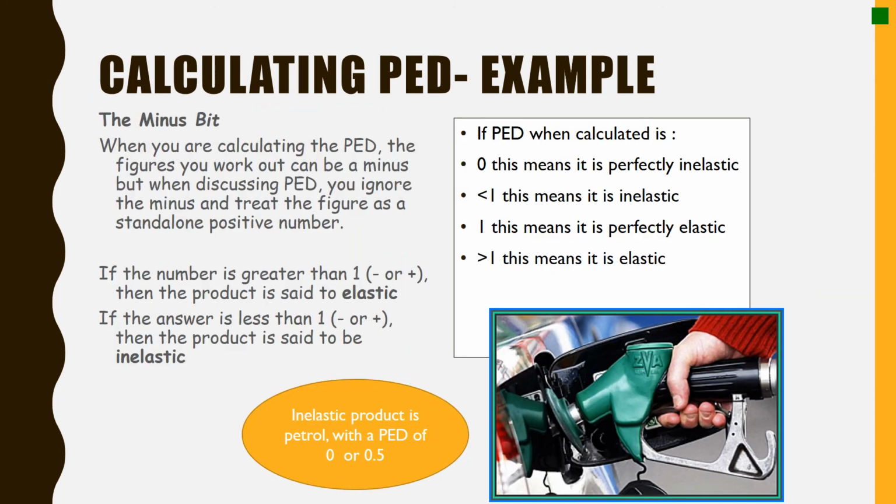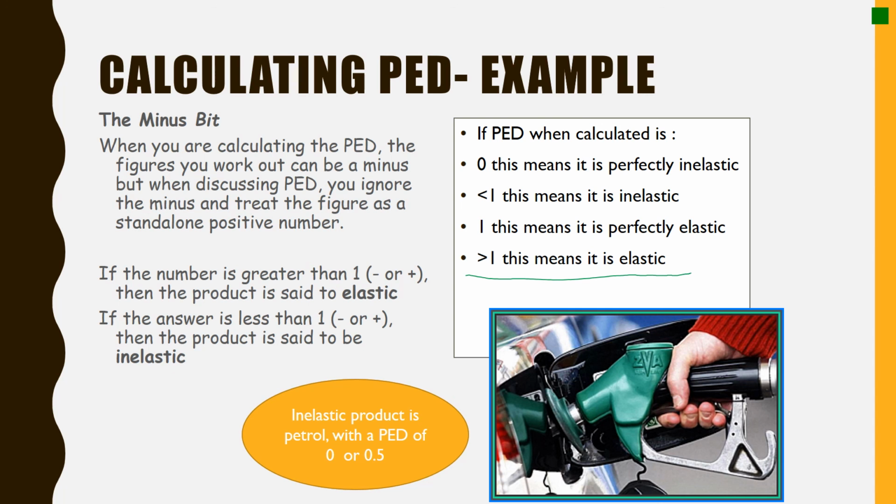Okay, so from the previous slide, how did we determine that minus 1.5 was elastic? Well, when we calculate the price elasticity of demand, the different figures tell us the elasticity. So for example, if the answer would have been 0, that means that the demand is perfectly inelastic. Anything below 1 means that the product has inelastic demand. If the answer was equal to 1, then it would be unit elastic. And if it was greater than 1, which Susan's sunglasses was 1.5, that means it is elastic.